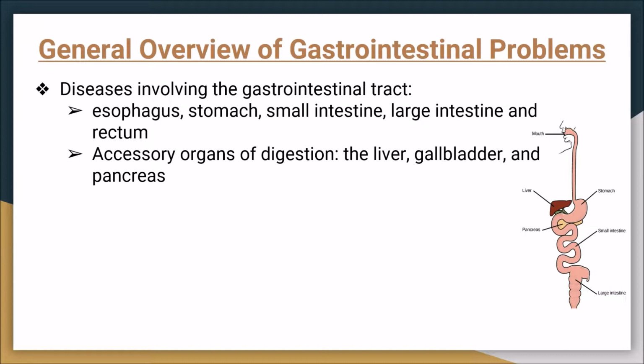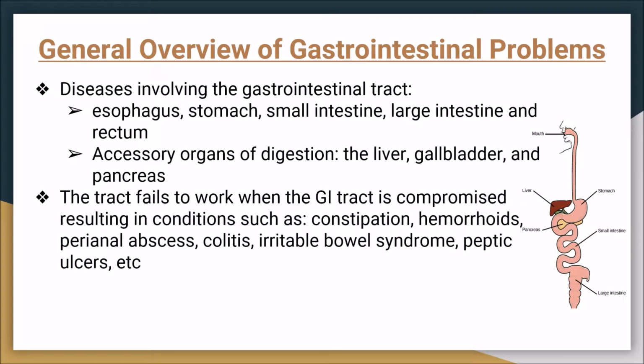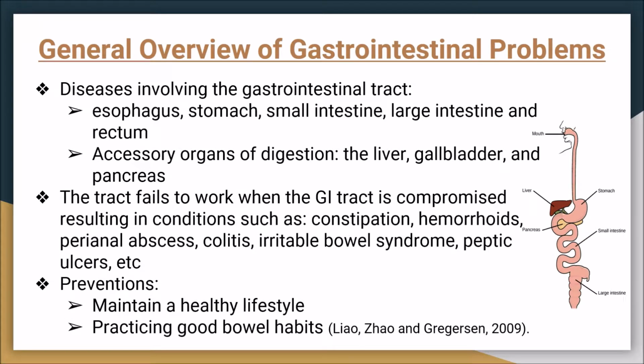The tract fails to perform its regulatory functions when it is compromised, resulting in conditions such as constipation, hemorrhoids, perianal abscess, colitis, irritable bowel syndrome, and peptic ulcers, of course. It is crucial to maintain a healthy lifestyle and practice good bowel habits, as these will serve as preventable measures to avoid serious chronic gastrointestinal tract illnesses.